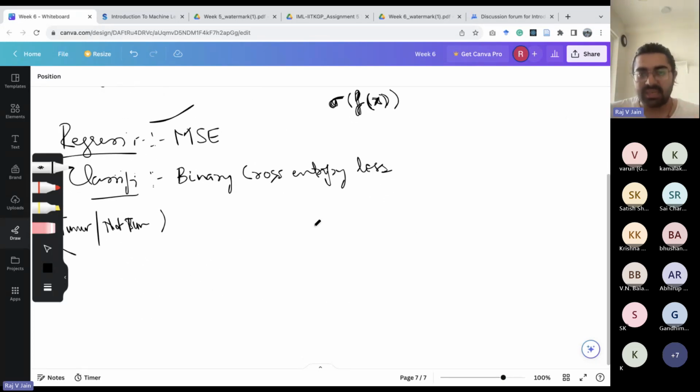The idea is you do something like this: y into log y hat, plus (1 minus y) into log of 1 minus y hat, with a minus sign in front. I keep forgetting the formula, but yeah, this should be the one.